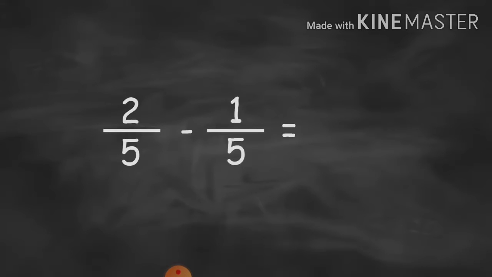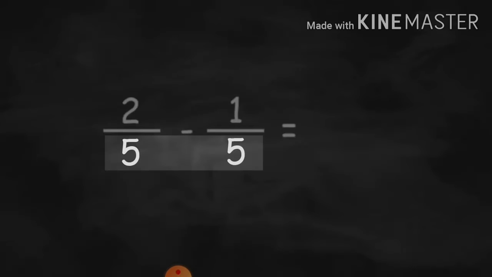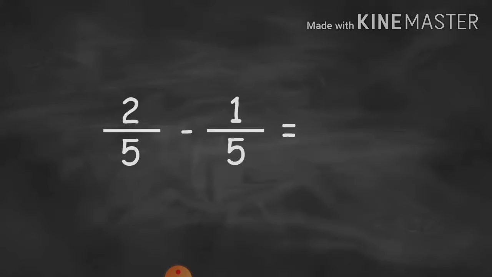So an easy example is when the denominators of the two numbers you're subtracting are the same. Like this example, we have 2/5 minus 1/5. Since the denominators, the number on the bottom, is the same, we can just subtract the two top numbers, keeping the denominator the same. So 2/5 minus 1/5 gives us 1/5. So that's a pretty easy example.